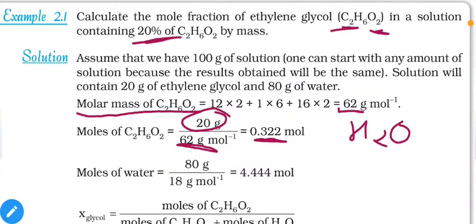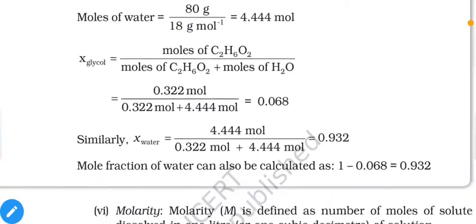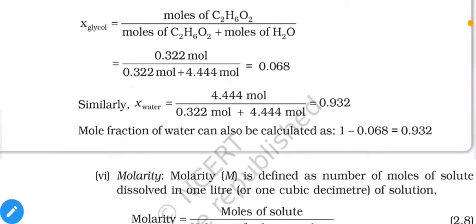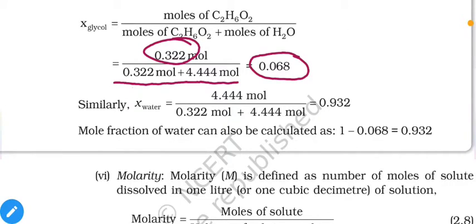And we have 80 grams of water, so 80 divided by 18, which is the molar mass, and is equal to 4.444. So next, the mole fraction of ethylene glycol is equal to moles of ethylene glycol divided by total moles. So number of moles of ethylene glycol is 0.332, and total is equal to 0.332 plus 4.444, and it is equal to 0.068. It is the mole fraction of ethylene glycol.